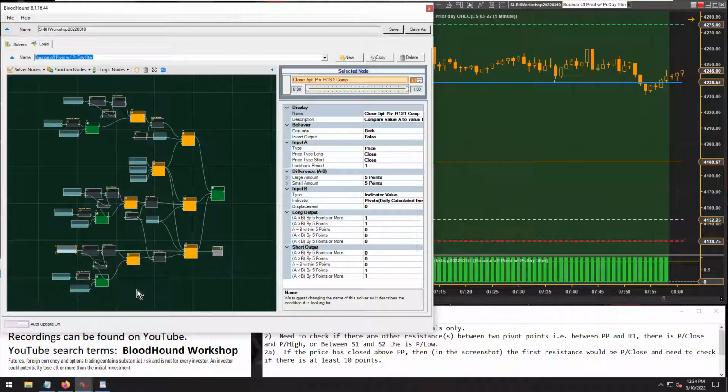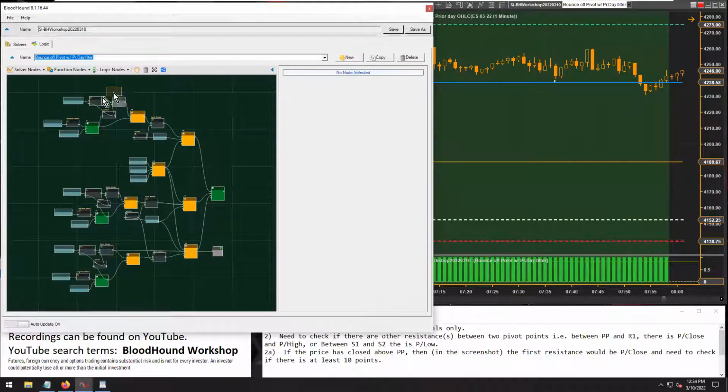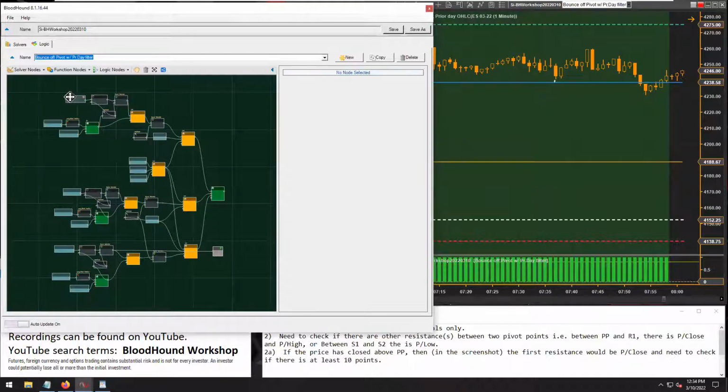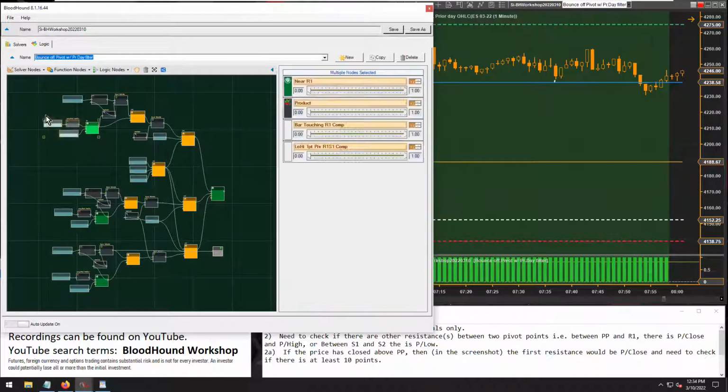All right, I'm going to have to expand upon the resets here of the function nodes. So remember, previously I said this logic and this logic are essentially the same, right? Because this comparison solver, named close 5 points from the pivot R1 S1, is the same as this solver down here. The only difference is the touch logic that's resetting those function nodes.